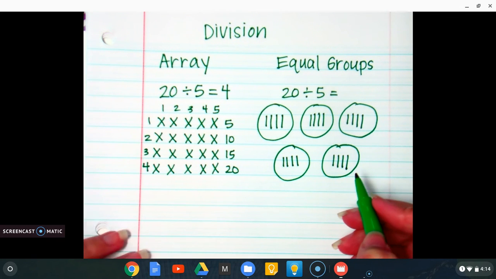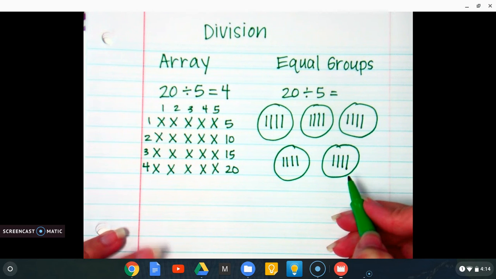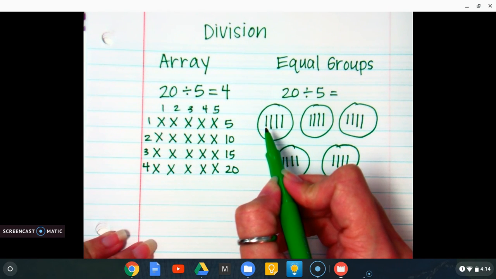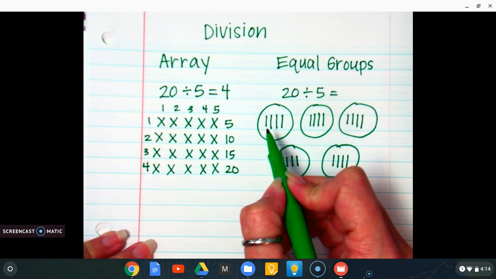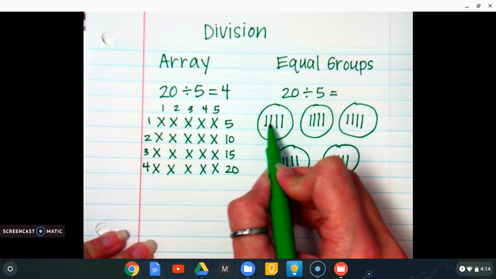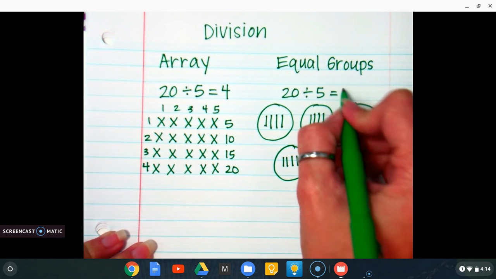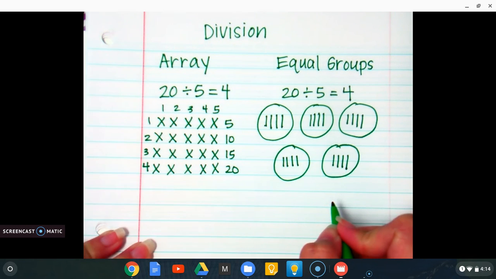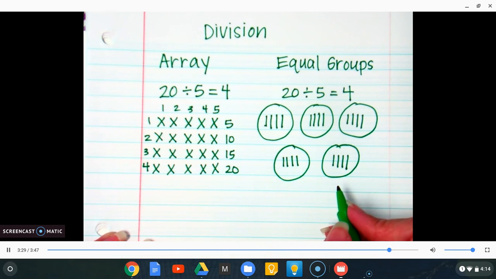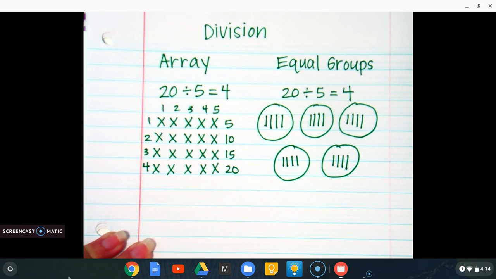Now I need to count how many did each circle get. So I'm only going to count 1 circle, because I want to know how many each got, the tallies. So I have 1, 2, 3, 4. Each circle got 4 tallies. So this is how you solve a division equation using the equal groups and array strategy.